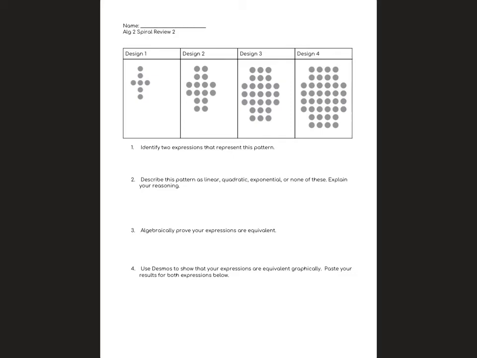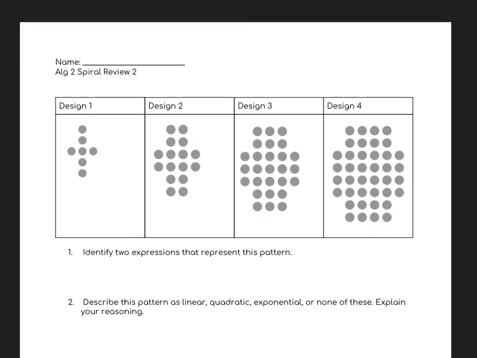Alrighty, friends, let's make a key for this spiral. So, Mrs. Key. Identify two expressions that represent this pattern. Alright, so let's talk about what we see. You need to list what you're seeing going on.